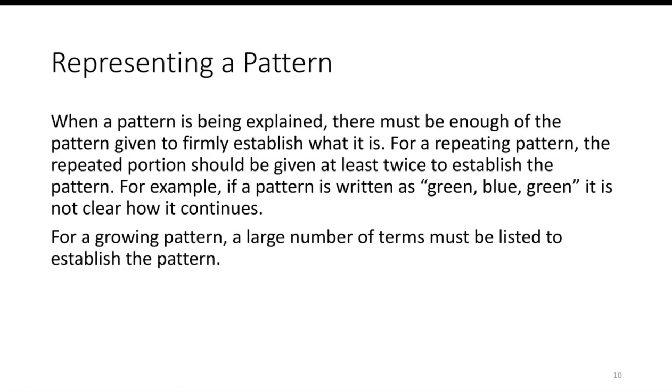When a pattern is being explained, there must be enough of the pattern given to firmly establish what it is. So for a repeating pattern, the repeated portion should be given at least twice to establish the pattern. For example, if a pattern is written as green, blue, green, it's not clear how it continues. For a growing pattern, a large number of terms must also be listed to establish the pattern.